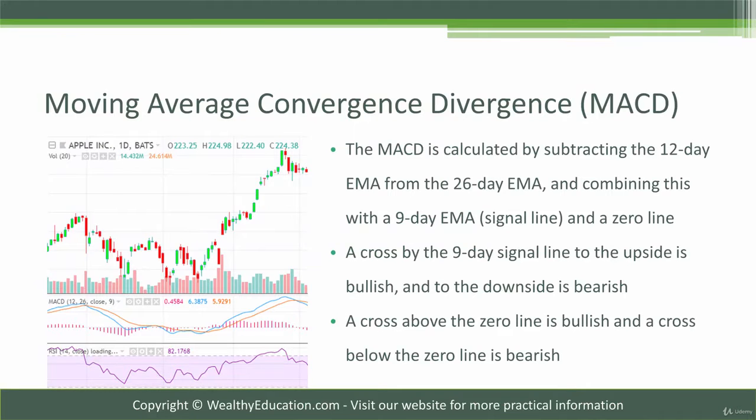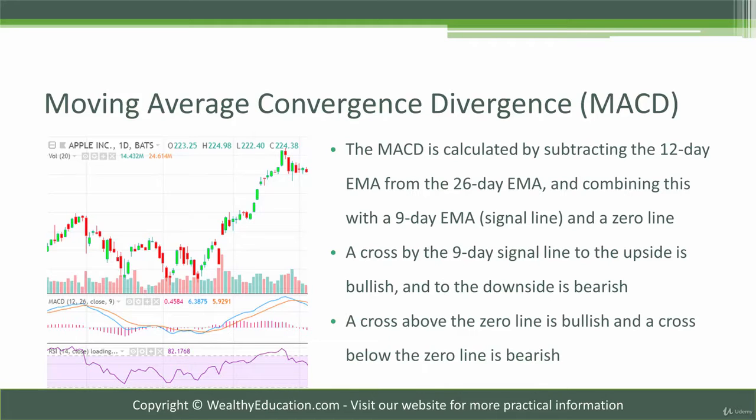If you remember a couple of lessons ago, we talked about exponential moving averages. The MACD is a combination of a couple of different exponential moving averages. So it's the 12-day EMA subtracted from a 26-day EMA, and that gives us one line, which is our slow line. Our fast line is a 9-day EMA, and that's our signal line. And then finally, we'll have a zero line that these two lines will cross above and below as the stock trades.